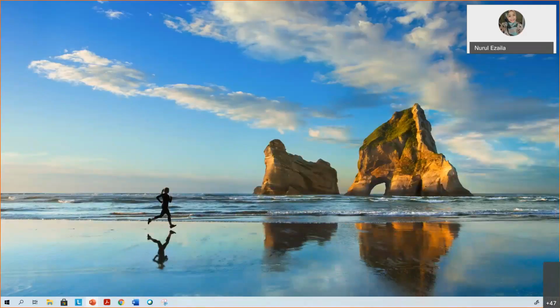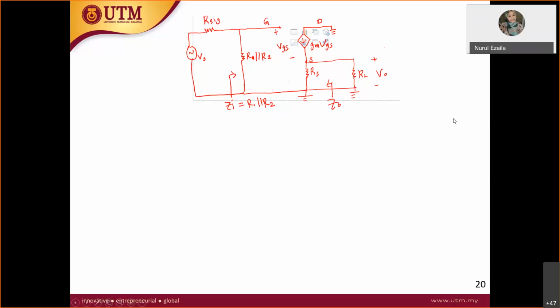All right, so I have copied what I've drawn just now. Not good, but okay. It wasn't there earlier. Alright, so let's derive. For this one, we already have Z in as R1 parallel with R2. Now we want Z out.